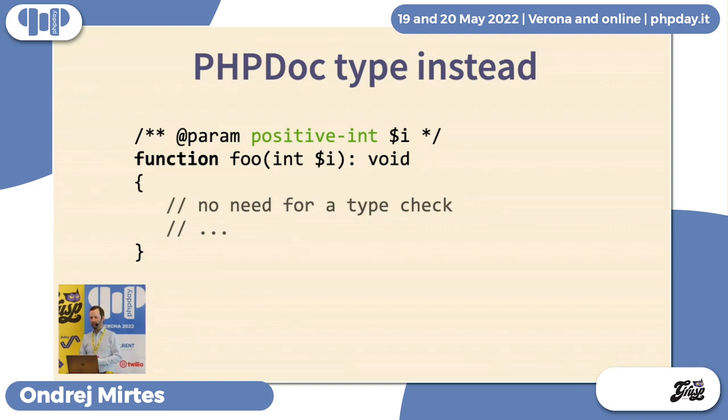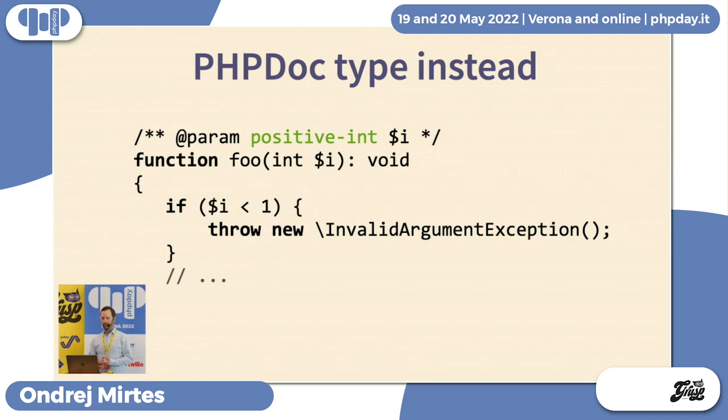But other languages don't work like that, and the developers of those languages are also fine with that behavior. So if you can get some extra safety thanks to more specific types, even if they are in PHP docs, I think it's a good thing for everyone. Of course, you can write the specific PHP doc type, and you can still write the runtime check.